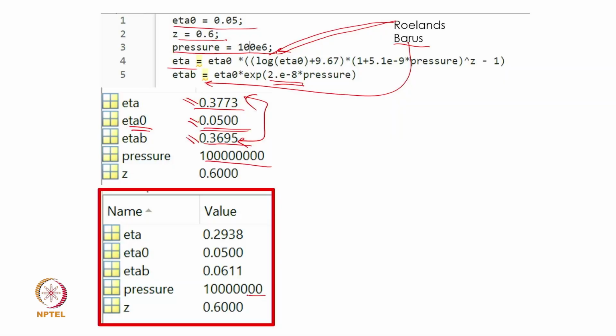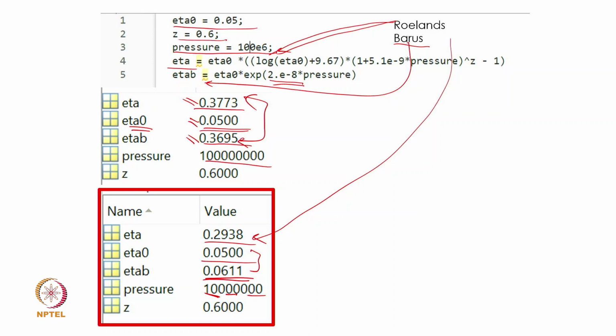So you see now, instead of 100 megapascal, I'm just checking the value at 10 megapascal. Naturally the 10 megapascal value will not vary significantly. So here this is the initial viscosity and this is the Barus relation. We have seen only a little variation, maybe around 20% in the viscosity, which is acceptable. But what Rowland is predicting is very high, almost 6 times, which is not possible.